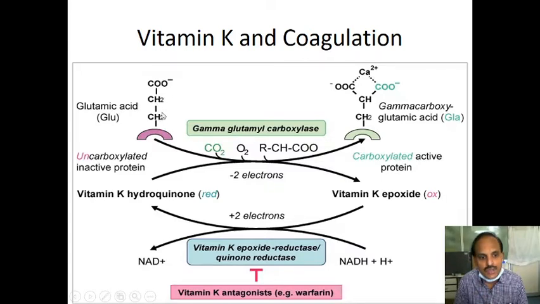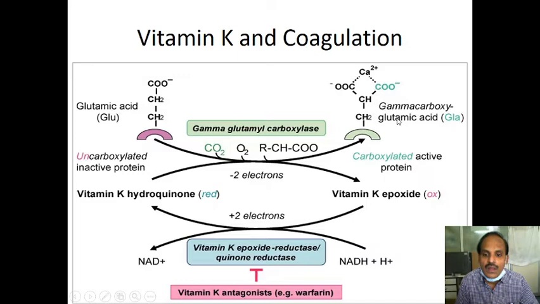Here you can see CH2 COO minus, CH2 COO minus calcium. You can see the COO minus is integrated into this along with the original COO minus that was here. So this is the carboxylation that has happened. An additional carboxyl group has been introduced into this glutamic acid residue.